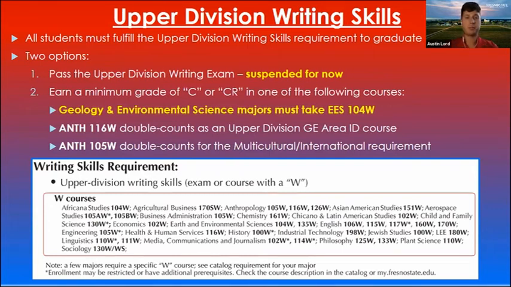For the geology, environmental science majors out there, I know there's a handful of you, your EES 104 class, which is part of your major, already fulfills that requirement. So you don't have to worry about trying to find one of these on your own. It's just built in, you already do it. But for everybody else out there, I do like to point out these two that double count. It's everybody's favorite word. So Anthropology 116W double counts in the upper division GE area ID, and Anthropology 105W double counts in the multicultural international area. Obviously, because of this, they do fill up very quickly every registration period. So I wouldn't expect to find any of those open for the fall, but just something to keep in mind. Maybe next semester, when we're enrolling in spring, maybe something to look forward to. Try and get one of those to double count.